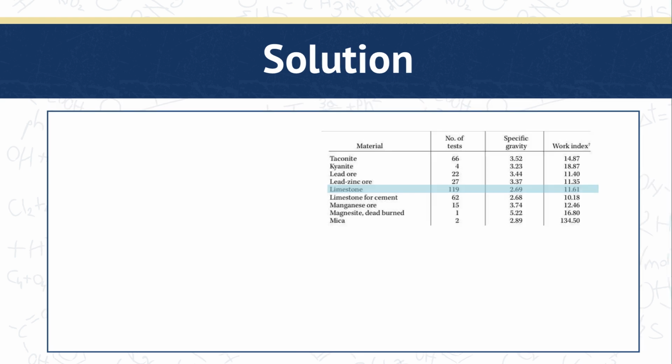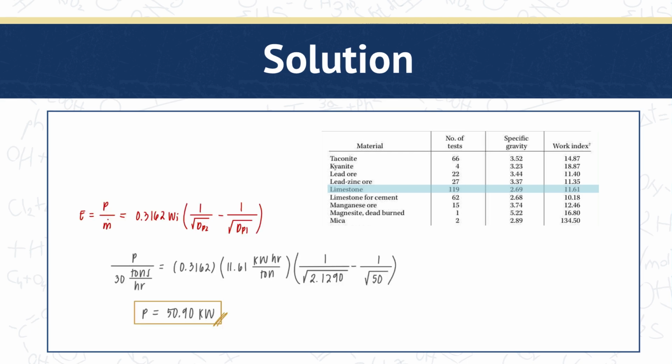Now that we have that, we need one more value, which is the work index. So again, referencing the table, we see that the work index of limestone is 11.61. Substituting all the values, we calculate a power requirement of 50.90 kilowatts. So the power required to crush the limestone using a gyratory crusher as per Bond's method is approximately 50.90 kilowatts.